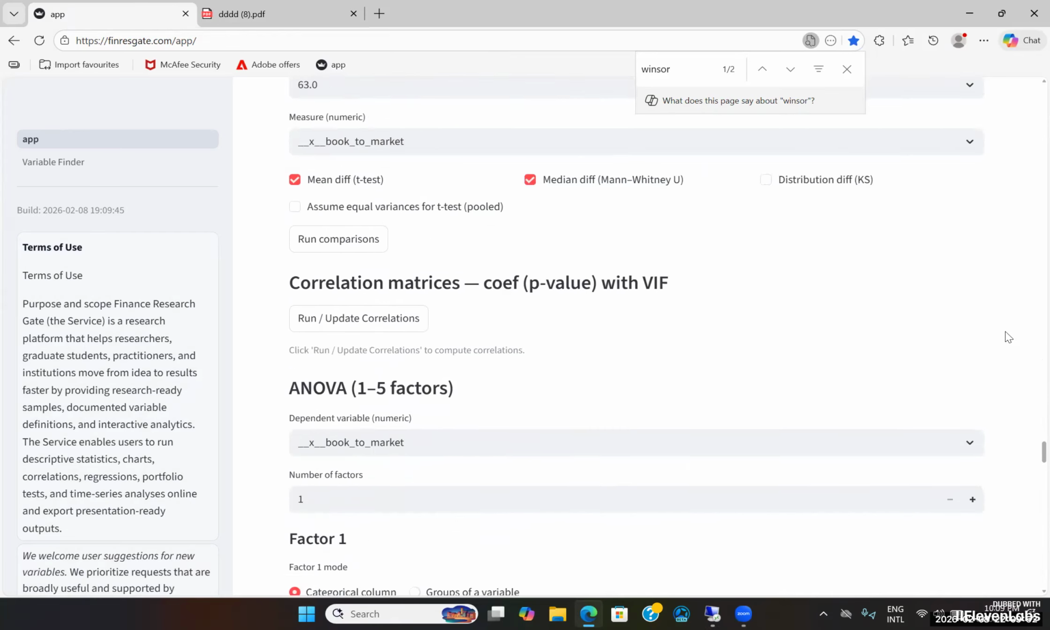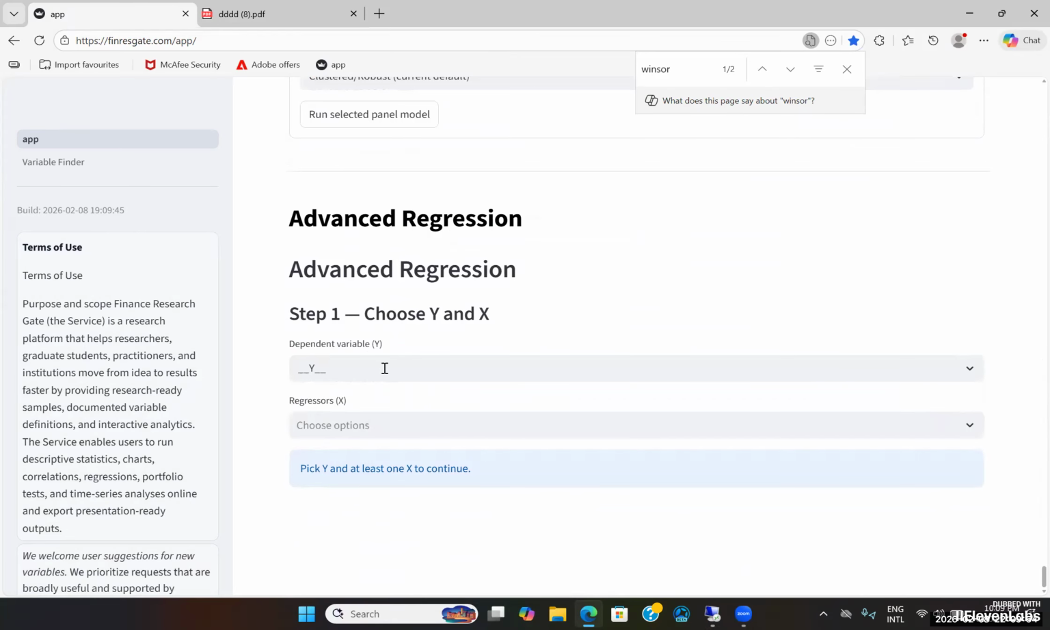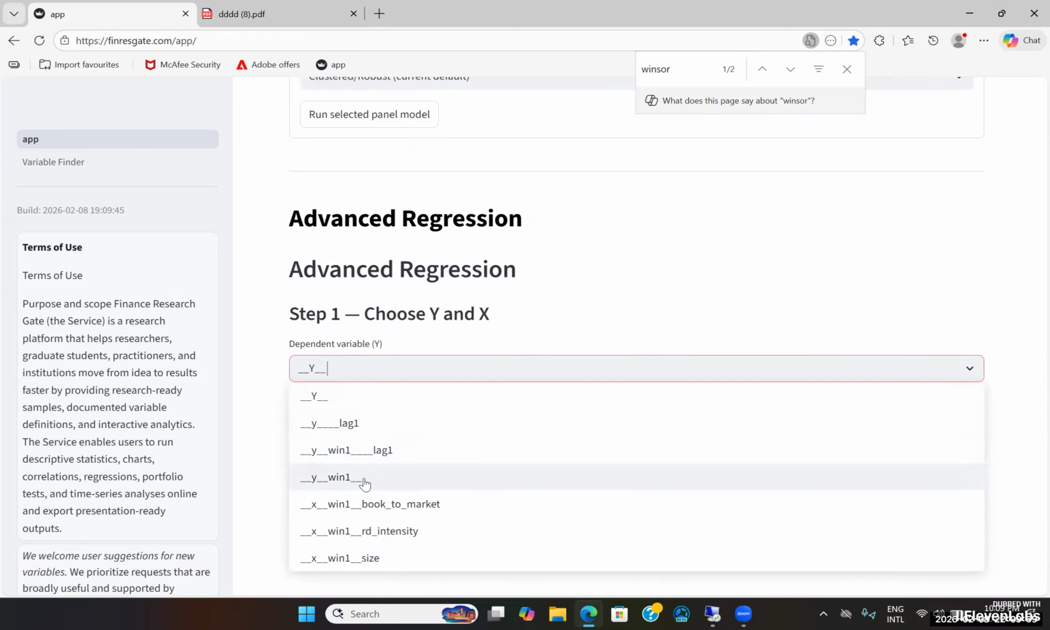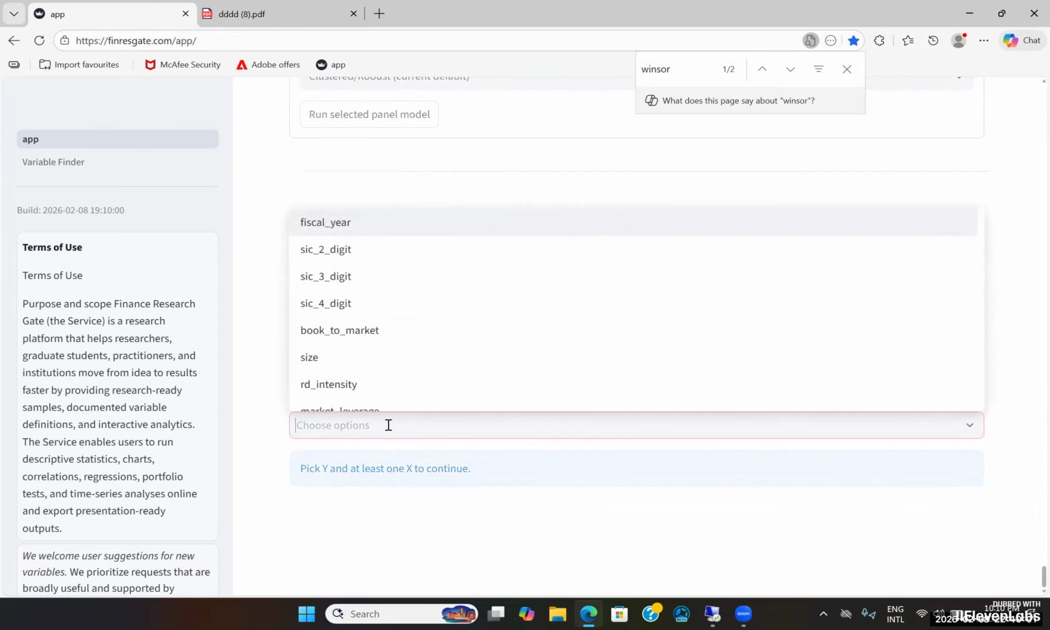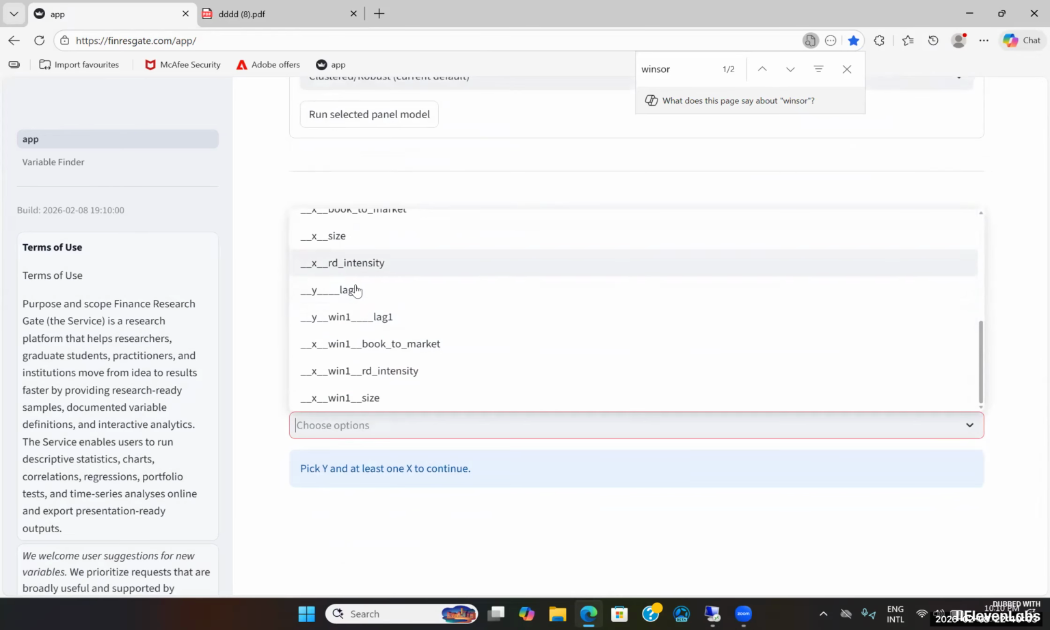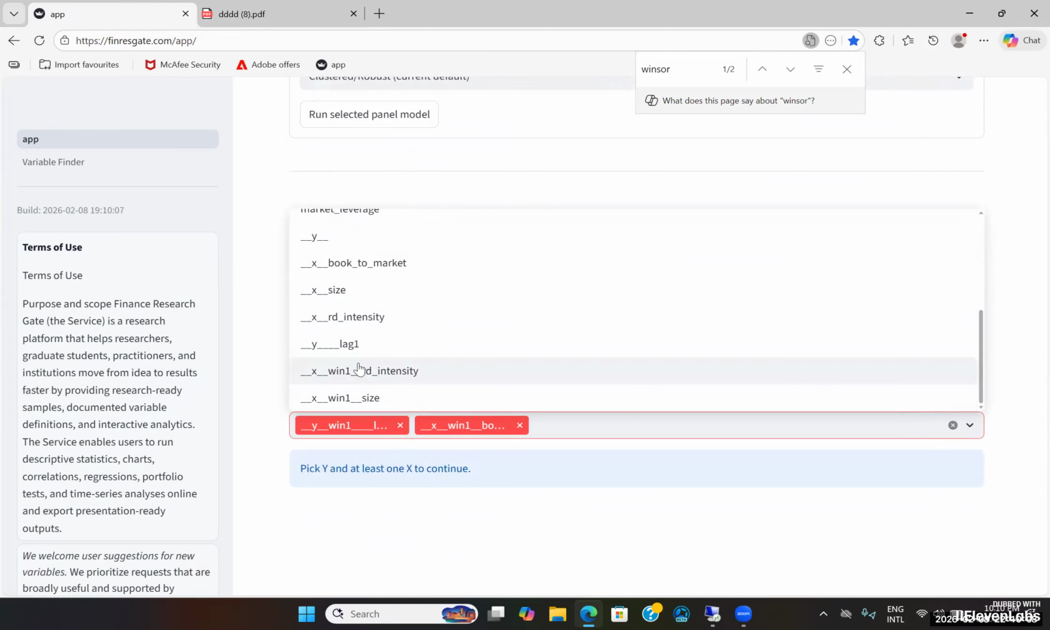Now that I've completed all the necessary tasks in this section, I'll scroll down the interface to find the Y and X variables. At this point, we are focusing on the one-zeroized Y variable. For the next step, I will select all of the one-zeroized X variables, which will also include the lagged Y.